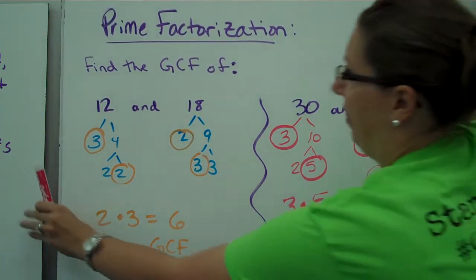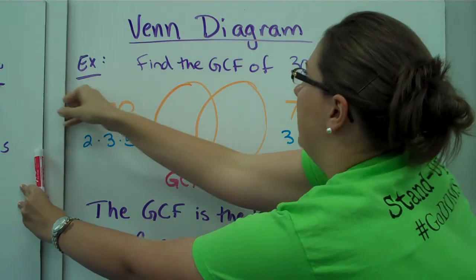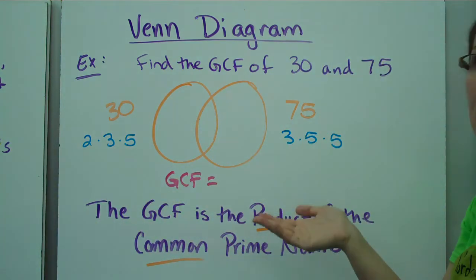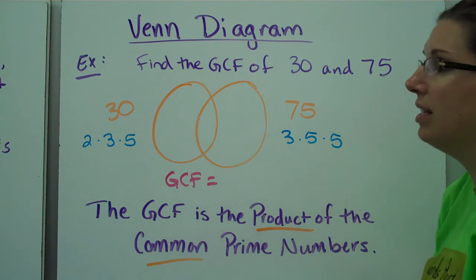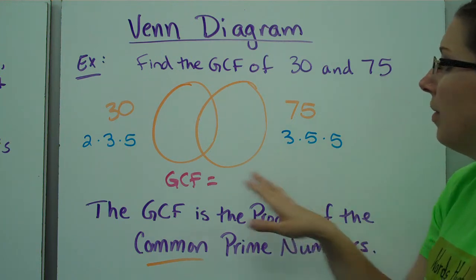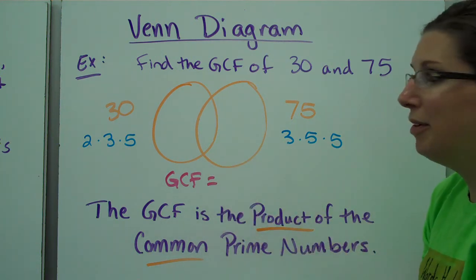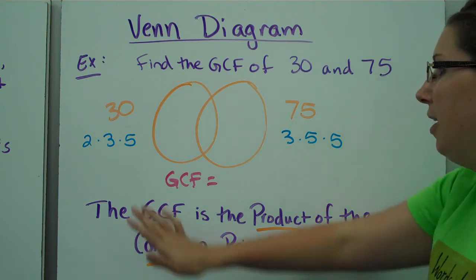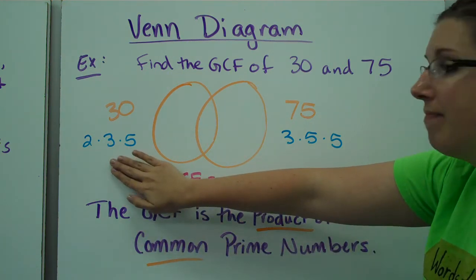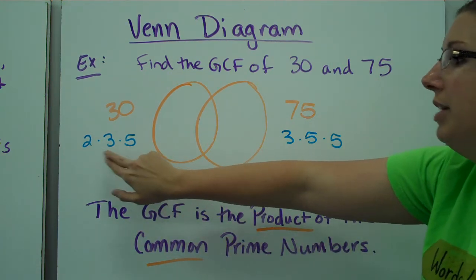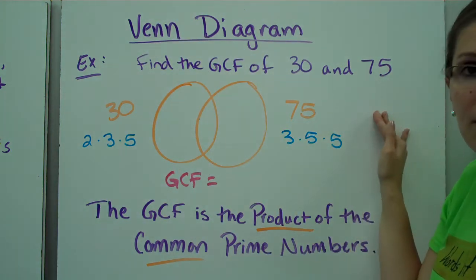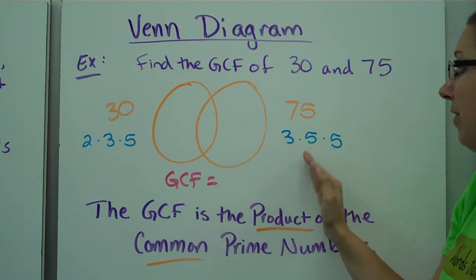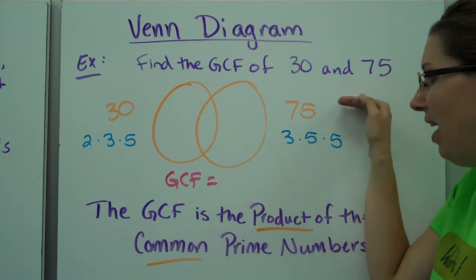Another method is called the Venn diagram. It's the same example we just did, but visually it's a little different. So here's a Venn diagram. You might remember this from language arts, but over here I've got my number 30, and I just found the prime factorization of it. 2 times 3 times 5 is 30. And I've got the number 75. Again, 3 times 5 times 5 is 75.